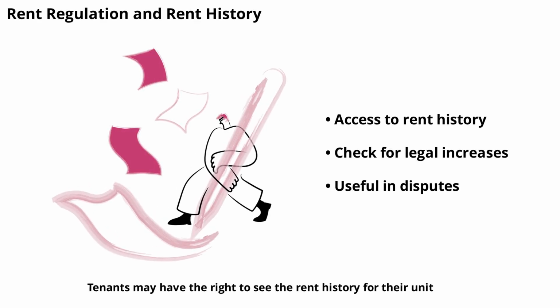Tenants may have the right to see the rent history for their unit. This can help them determine if increases are legal and if the landlord is following the rules. Rent history is usually available from the rent board or housing agency. Knowing your unit's history can be a powerful tool in disputes.